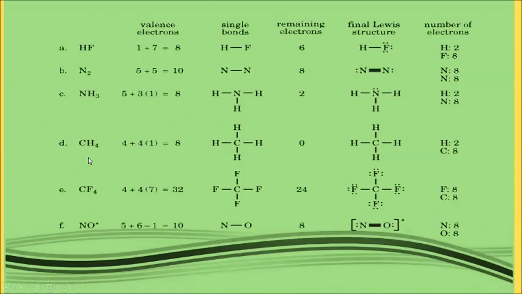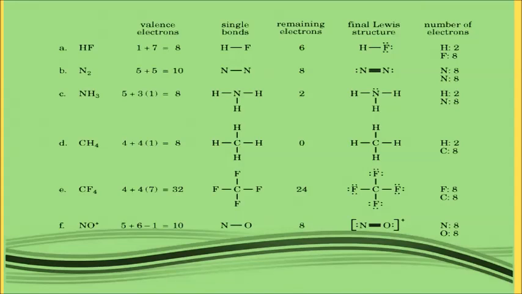Now see the next example, methane. 1 carbon, 4 valence electrons, and 4 hydrogens, 4. So 4 plus 4, 8 electrons. When you make the single bonds between the carbon and hydrogen, this is the single bond structure. How many electrons are remaining? No electrons. Why? Because 4 bonds means 8 electrons are used up.